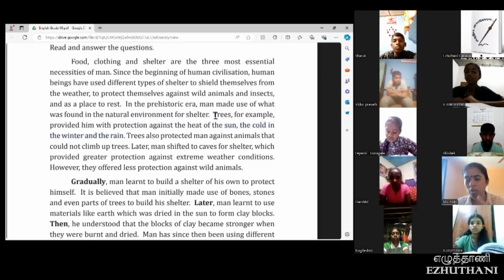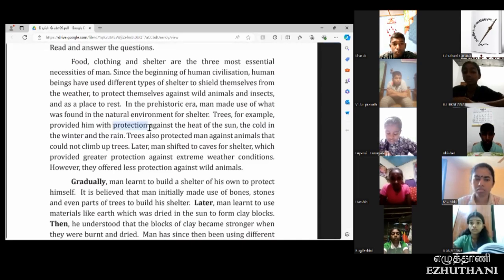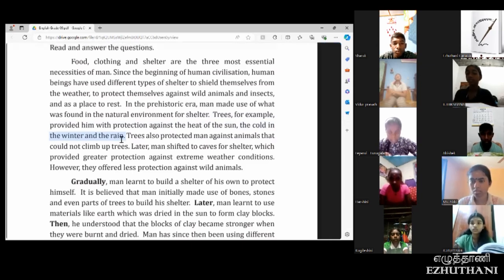Trees, for example. Do you want me to read it one more time or are you good? Okay. Trees, for example, provided him with protection against the heat of the sun, the cold in the winter, and the rain. Cold in the winter and the rain. Okay. Can you read that part again? The cold in the winter and the rain.